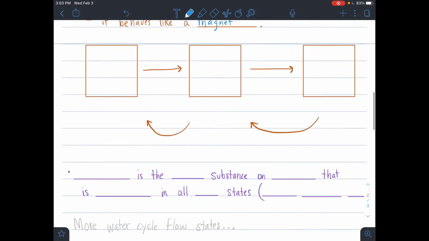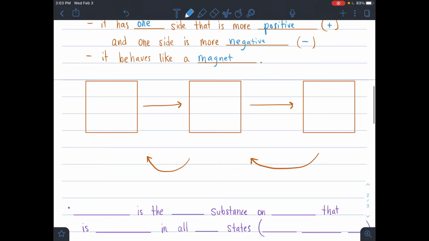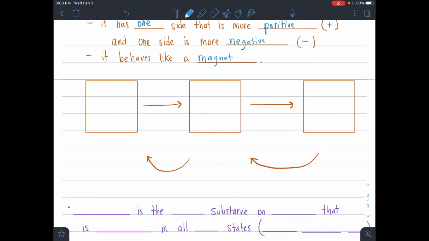But there's some more unique attributes about water. So let's draw water in its 3 different states. We'll draw it here as a solid first, then we'll draw it as a liquid, and finally we'll draw it as a gas. So it's the 3 physical states where it's a solid, liquid, or gas.